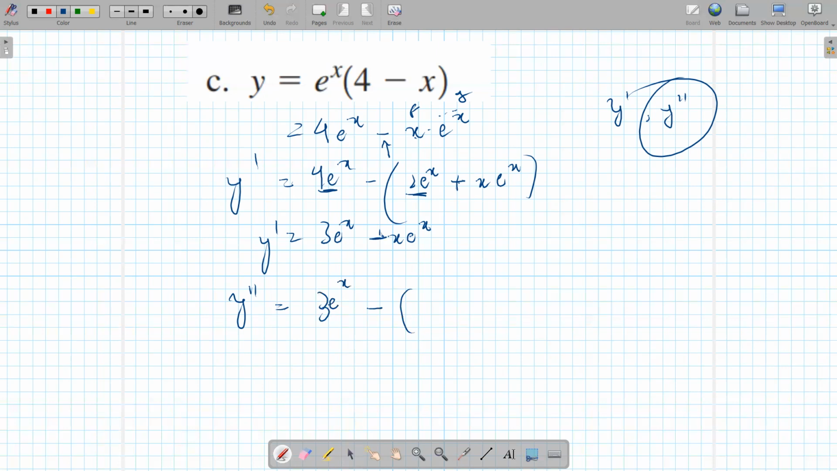So what's the derivative of x e to the x? It's e to the x plus x e to the x. We already found this before. So 3e to the x minus e to the x is 2e to the x. And this plus and minus becomes a minus x e to the x, and you're one and done. Make sense?